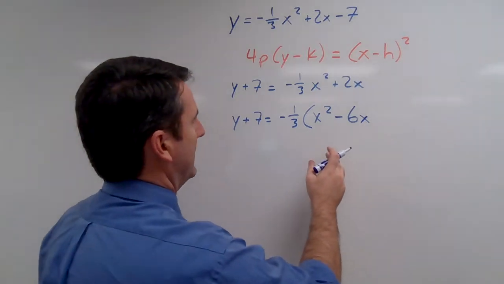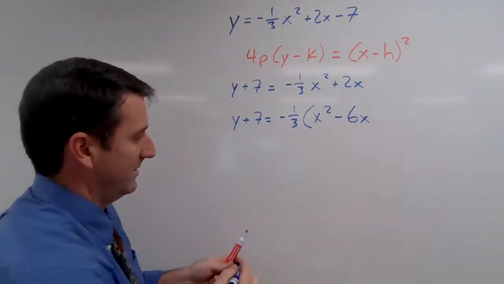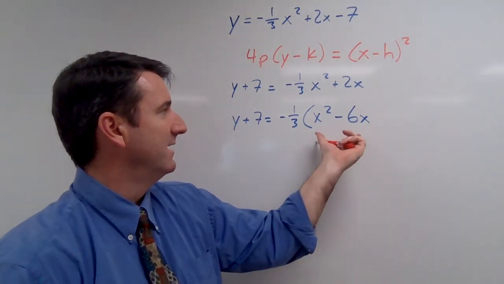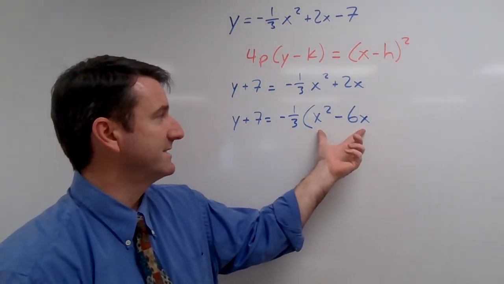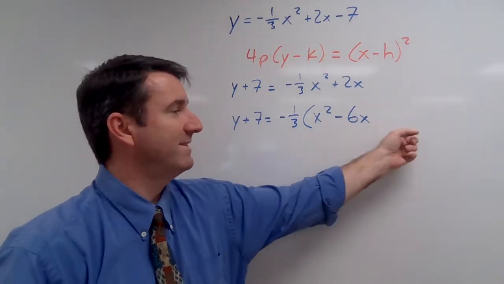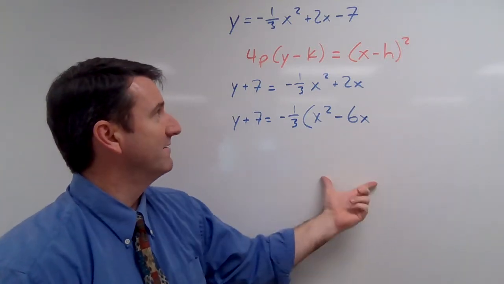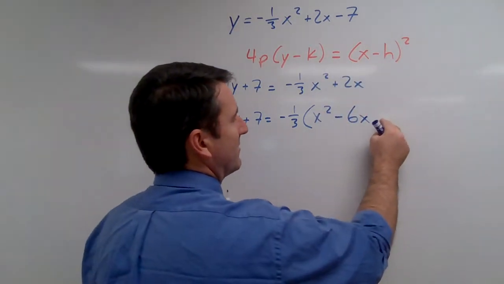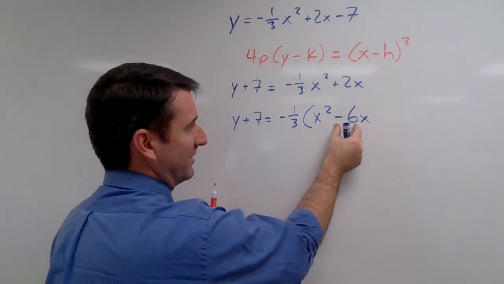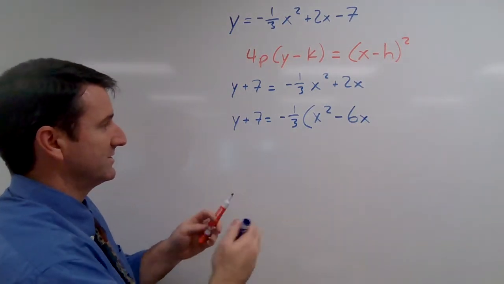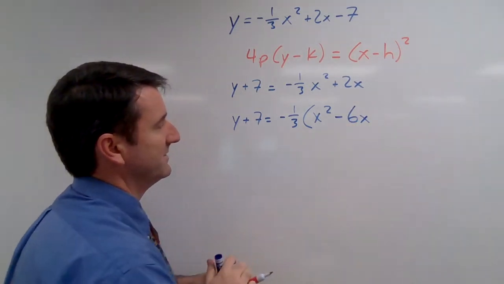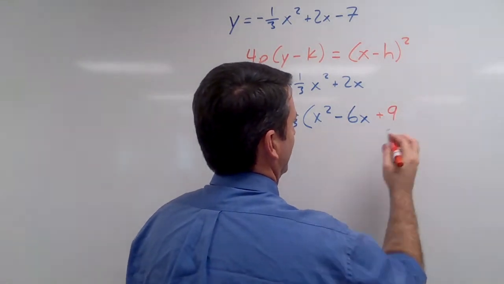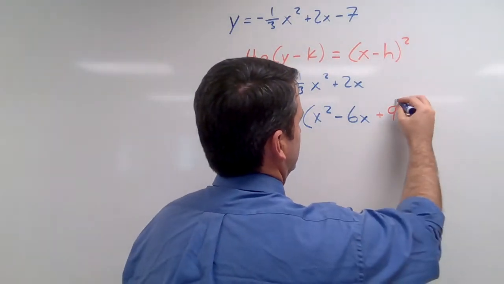All right, so at this point now, we want to add something to this expression here, x squared minus 6x. If we can add something that will make this a perfect square trinomial, then we can factor this down to something that looks like this. And the number that we're going to add here is going to be this number divided by 2 and then squared. So negative 6 divided by 2 is negative 3. Negative 3 squared is 9, positive 9. So we're going to add 9 to this expression.